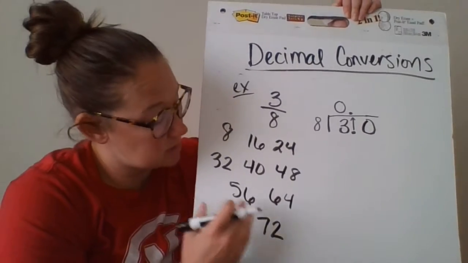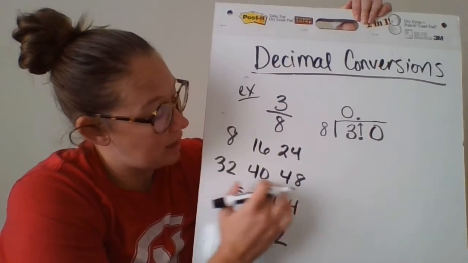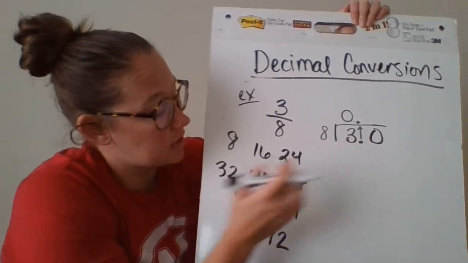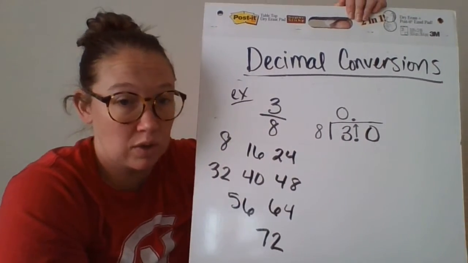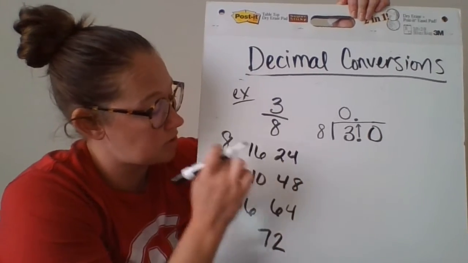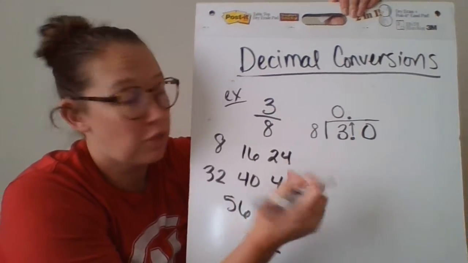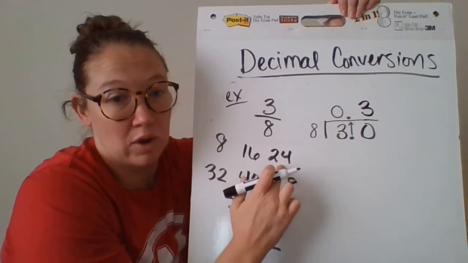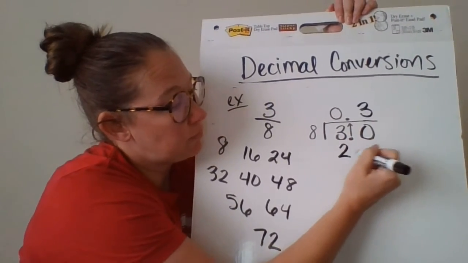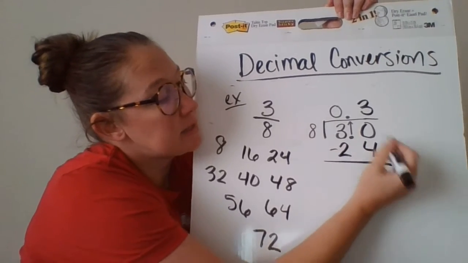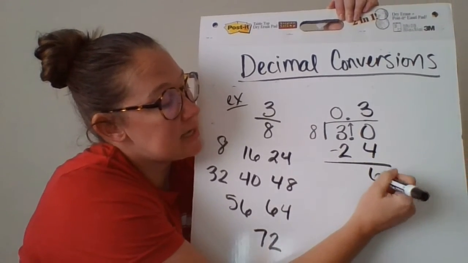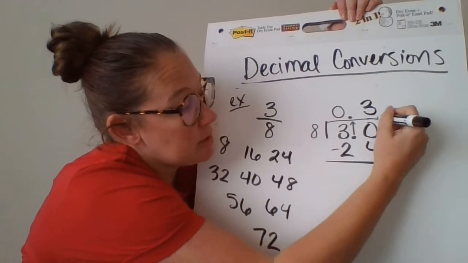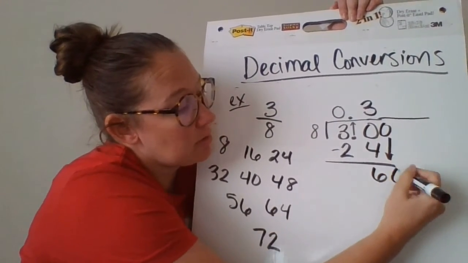Now I can count my numbers, how many times 8 fits in. So I want to know how many times 8 fits into 30. Which of these numbers gets us closest to 30 without going over? Well, that would be 24. So that's going to be 1, 2, 3. So I'm going to throw a 3 up here. 8 times 3, we know from our list, is 24. I subtract 30 minus 24 is 6. I don't have a remainder of 0, so what I've got to do is put a 0 out here and bring it straight down.